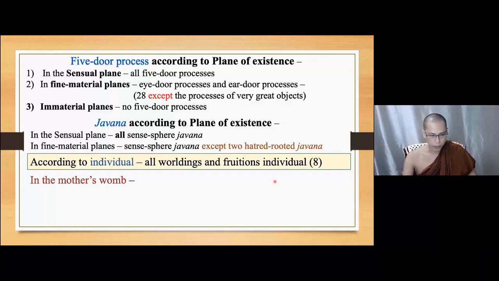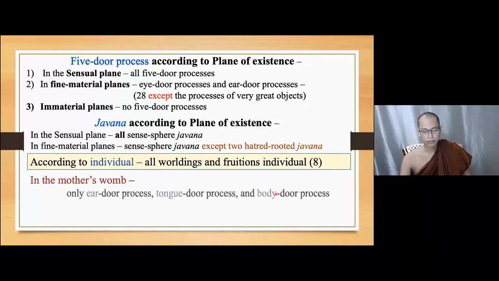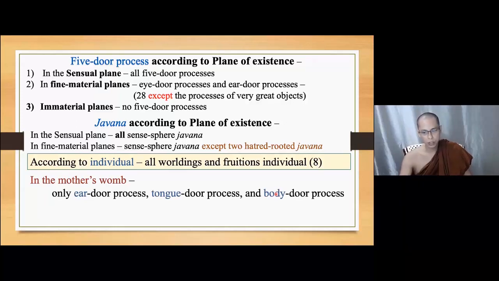Okay, for the last part of this explanation, if we are in the mother's womb, what types of five-door process can arise? So only the ear-door process, tongue-door process, and body-door process can arise in the mother's womb.